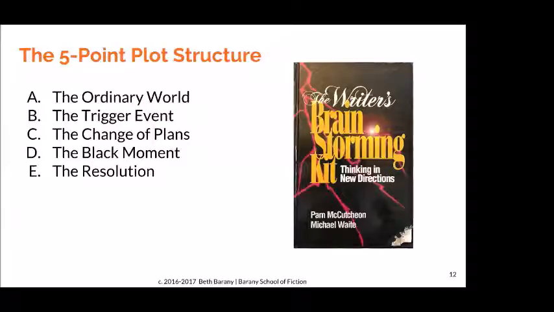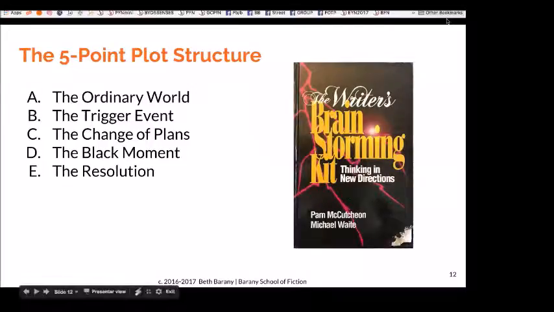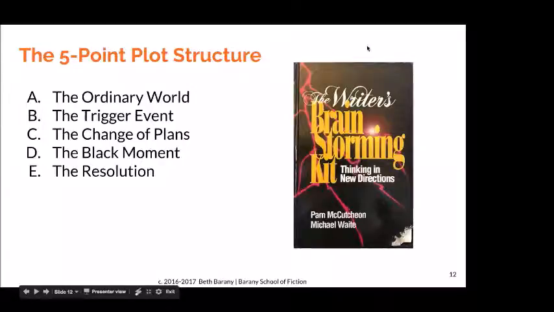D, the black moment. This is where all is lost. Everything is about to go horribly wrong. The protagonist is about to lose everything she's worked for, and it looks like the villain will triumph. It's usually toward the end of the story, or sometimes there's an accumulation of things that have led to this moment, but the black moment is really that one moment where we as the readers are wondering, how are they going to get out of this mess?